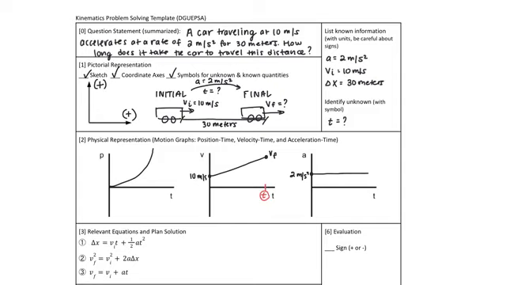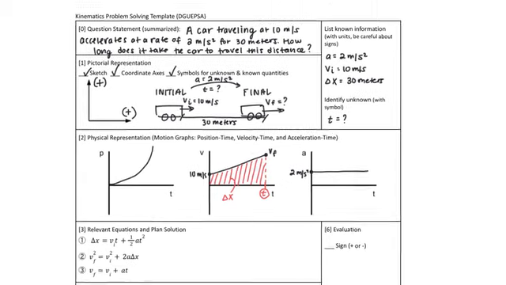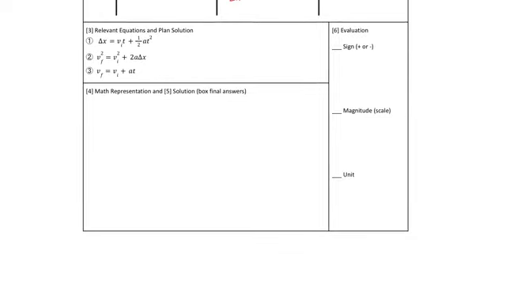One of the reasons we do these motion graphs as well, and you'll see a lot of examples in this unit, is that if you know that the displacement is the area under the velocity time graph, so I can show that I'll draw a dashed line here. This is essentially our displacement, right? So this region represents delta x. That might help you actually find time graphically. So you can actually use the graph to find an answer, or you can use the equations, which we'll do in this example. Now, the third step here is to find our relevant equations and then plan our solution.